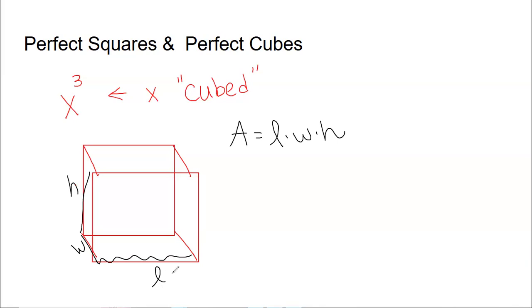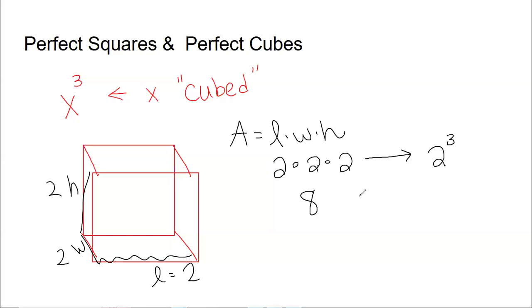So let's say those are all 2. So it's a square, they have to be all the same. So let's say this is 2, 2, 2. So that would be 2 times 2 times 2, better known as, in exponential form, 2 to the third, or 2 cubed. That's where the cube comes from. Which is 2 times 2 is 4, times 2 is 8. So 8, that answer is known as a perfect, not a perfect square this time, but a perfect cube.